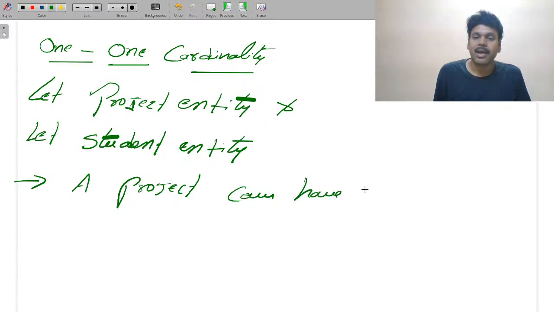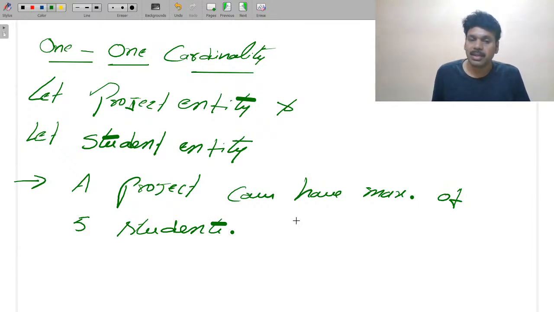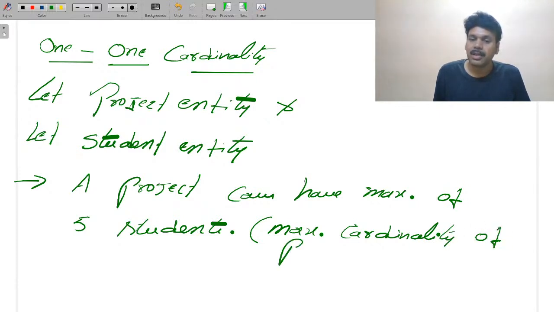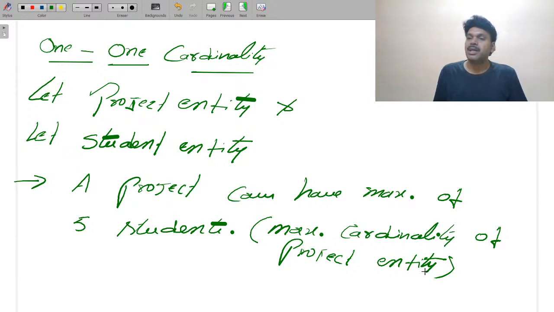A project can have a maximum of 5 students. So how to represent this situation? This is the meaning of maximum cardinality. Maximum cardinality of project entity. Therefore, you see that a project consists of how many students at a time.